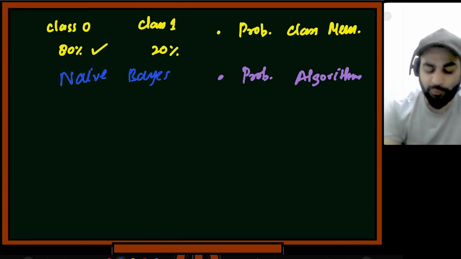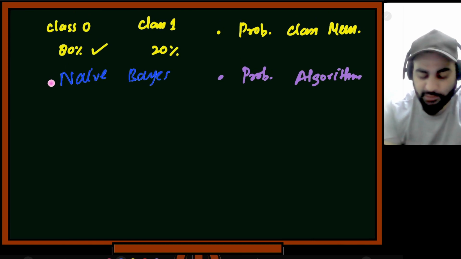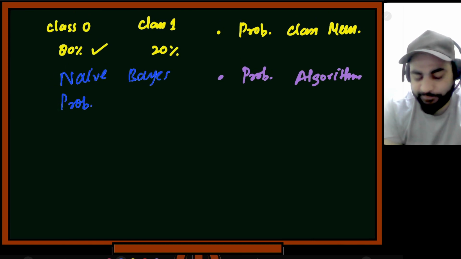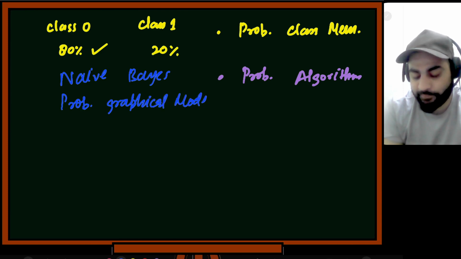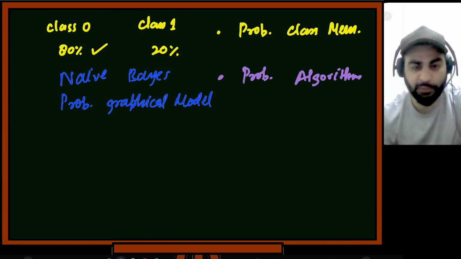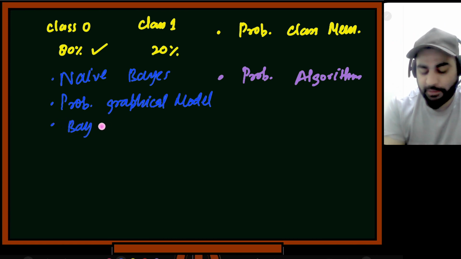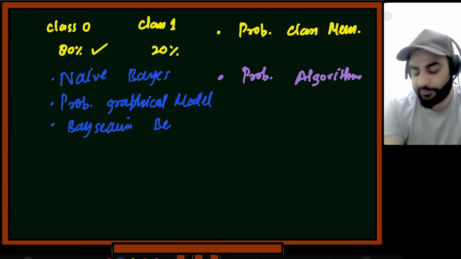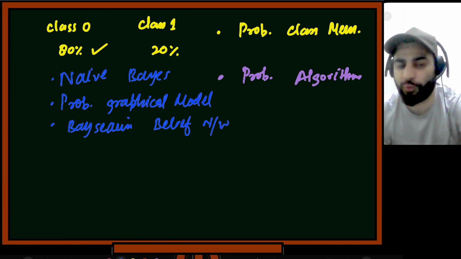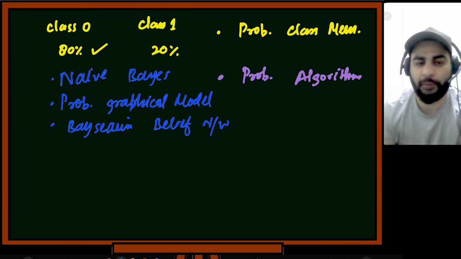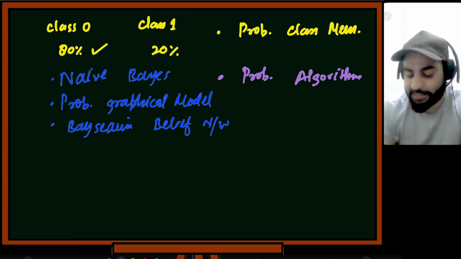Then we have something called probabilistic graphical models. These are also based on probability. Then we have something called Bayesian belief networks. These are inherently based on probability. And there are some more algorithms based on probability.